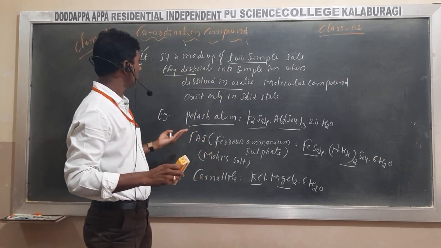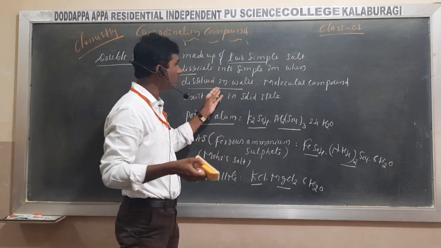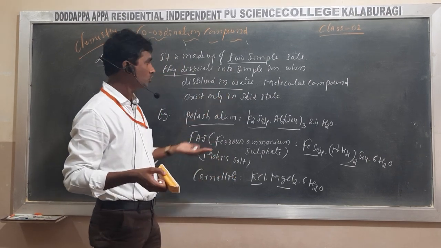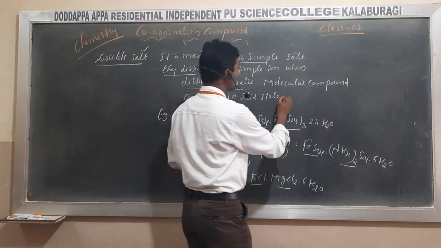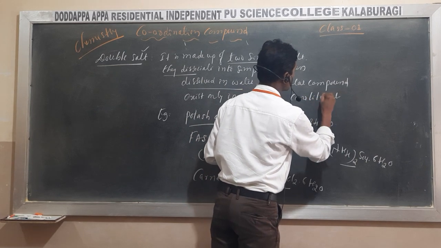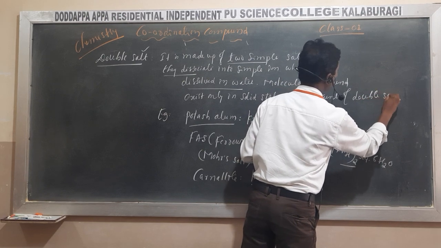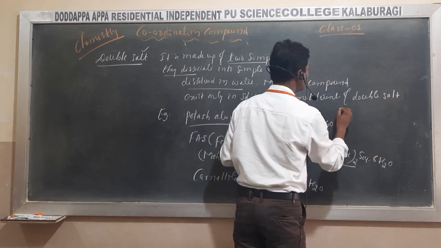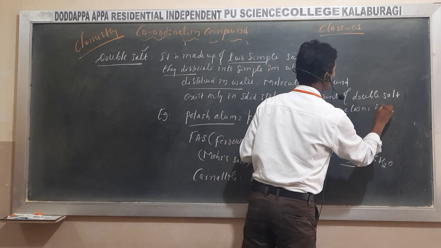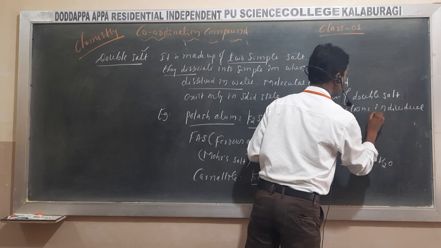They dissociate and give simple ions when dissolved in water, and these are molecular compounds that exist in the solid state. Even though they dissociate, the constituent ions of a double salt retain their individual identities.